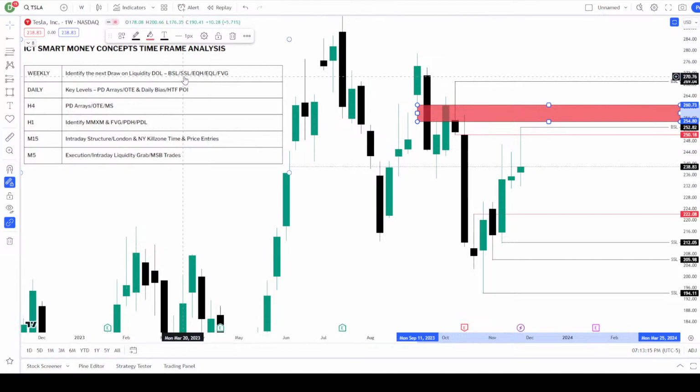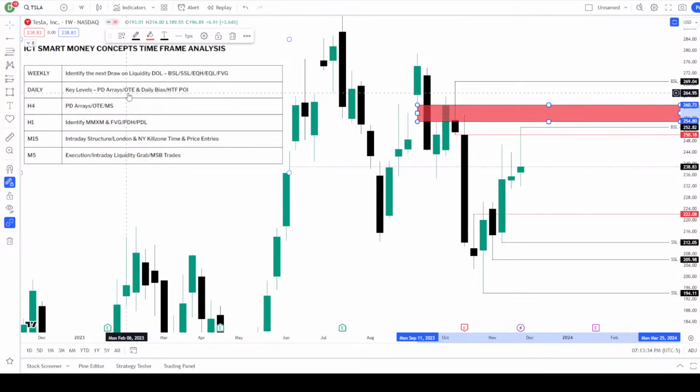So we got our buy side, we got our sell side, we got our equal highs and equal lows looked at, we got our fair value gap on the weekly time frame. So the next thing we're going to do is drop into the daily time frame. We're going to look at the key levels. PD means premium discount arrays. Arrays are just horizontal levels.